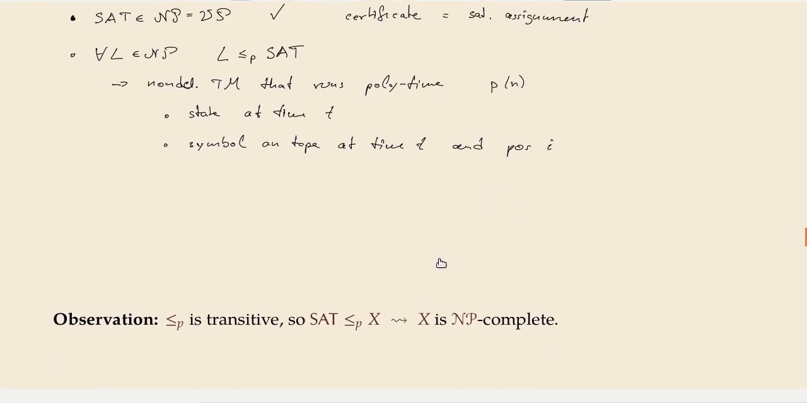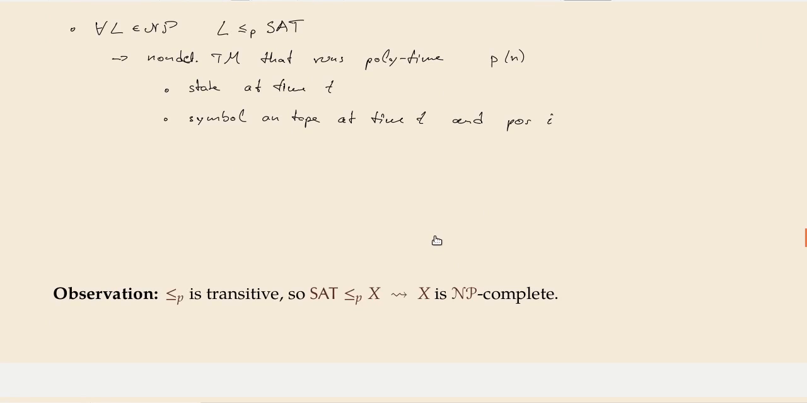Now, once we have a first NP-complete problem, it's easy to show NP-completeness for other problems because of transitivity. Whenever we show that a problem is even more complex than SAT, recall that I said this means more complex in ordering with respect to complexity in an informal sense, then also the new problem is NP-complete.